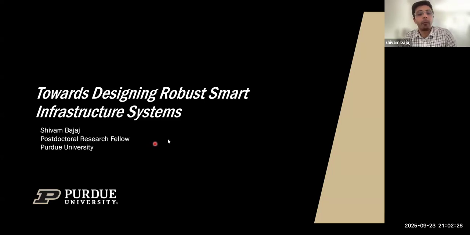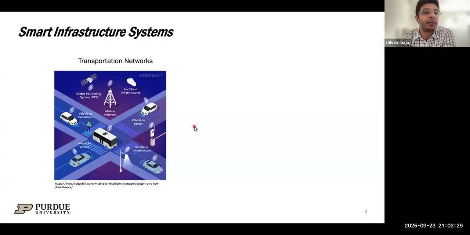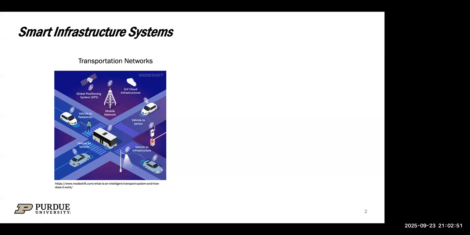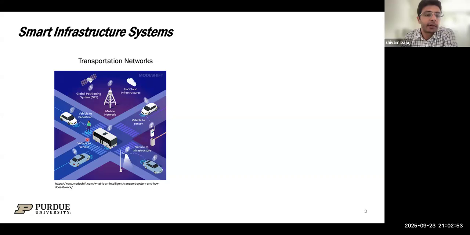So I want to start with some examples of smart infrastructure network systems. One example is transportation networks, where we have autonomous vehicles that might be communicating with each other. There's an autonomous bus, and they might also be communicating with humans who might be wearing smart wearable devices. There are also smart infrastructures such as smart lamps and smart parking meters, and all of these smart systems are communicating with each other.